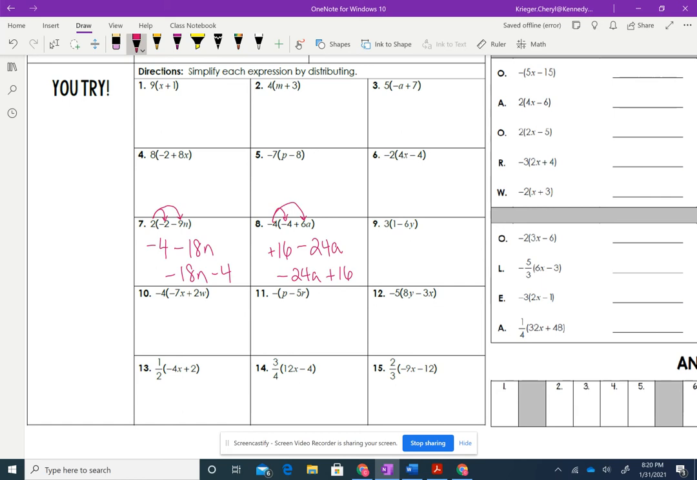How about number 9? Number 9, we're distributing the 3. 3 times 1, well, that's easy. How about 3 times negative 6y? Negative 18y. And switching that around, that's a negative 18y. We'll write it down as is. And a positive 3, so plus 3.